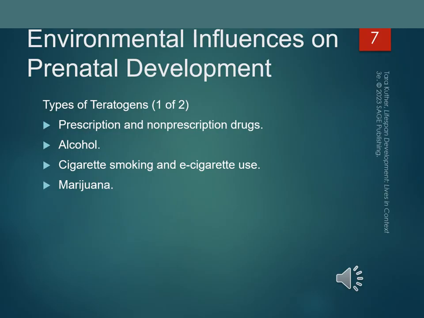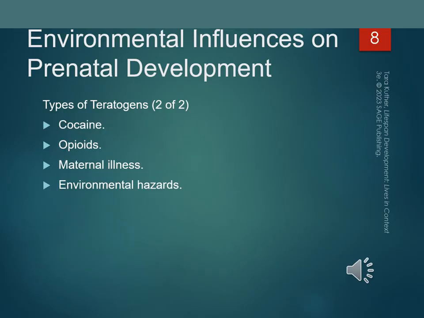Cigarette smoking and e-cigarette use are also harmful, increasing the risk of fetal death and complications. Marijuana use during pregnancy is less studied, but early findings suggest it may contribute to developmental delays. Other substances, such as cocaine and opioids, pose serious risks. Cocaine exposure can impair motor skills and reduce brain volume, while opioids are linked to poor developmental outcomes. Maternal illnesses like rubella and HIV can also have devastating effects.